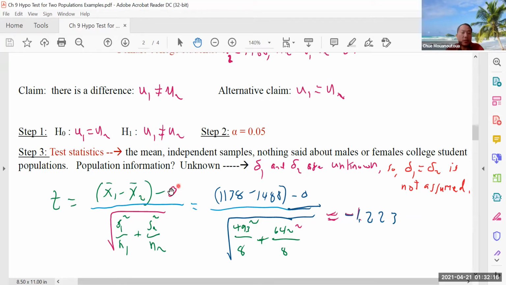So this is always 0. Don't forget, you can always ignore the x1 or the x. So this could be mu1 minus mu2. This is always 0.